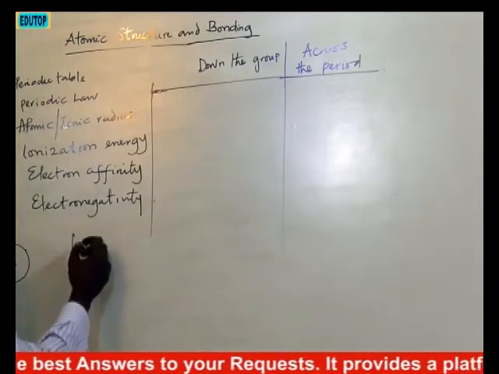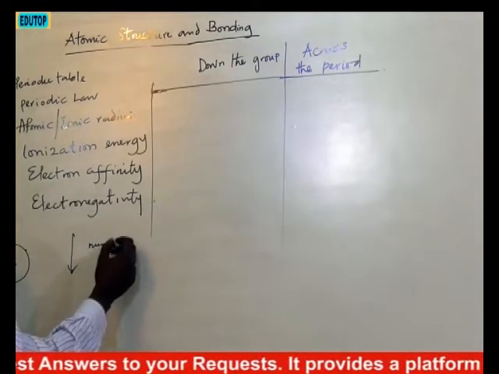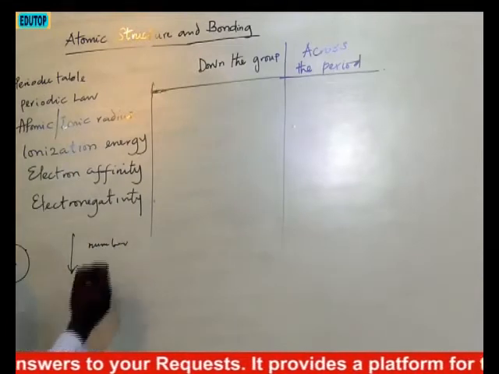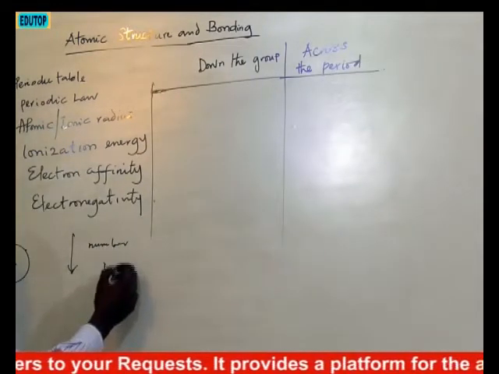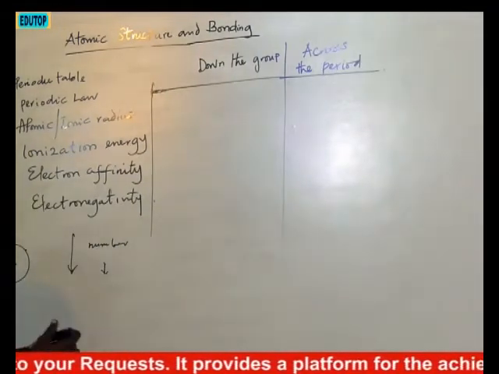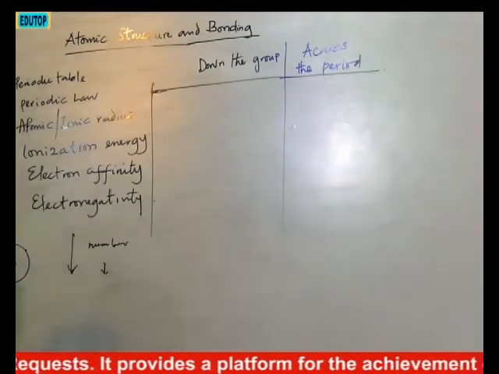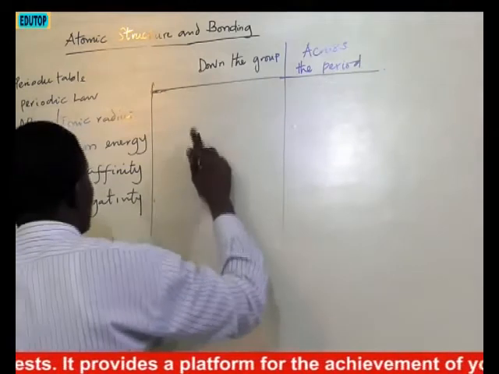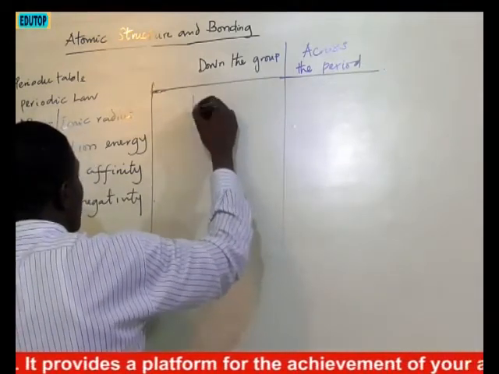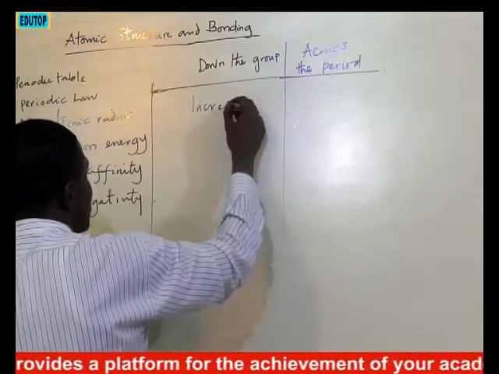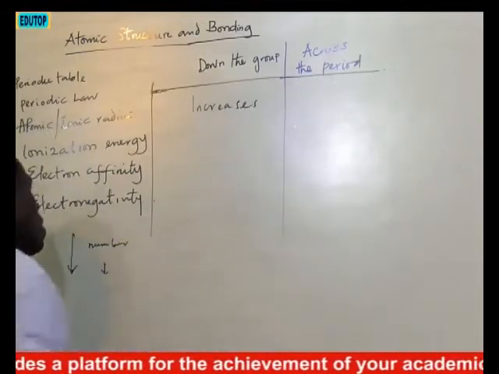And what happens in that regard is that the number of shells is a measure of the what? Atomic number. Because as you go down the group, atomic number increases. Therefore, the number of shells increases. So automatically, atomic radius will definitely what? Increase. It increases down the group.